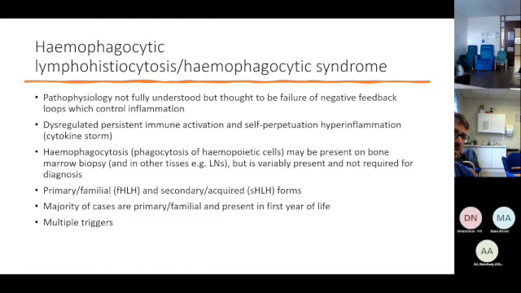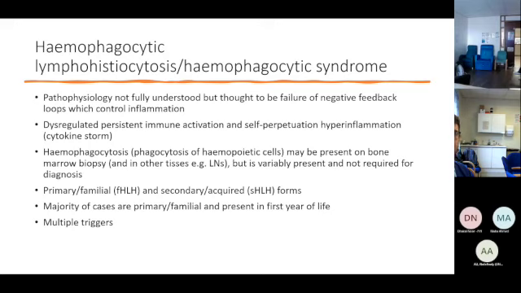So secondary HLH, again, you can describe it in a load of different terms. So Haemophagocytic Lymphohistiocytosis or Haemophagocytic syndrome. It's not entirely clear how it works, but it's thought to be a failure of negative feedback loops that control inflammation, and I'll show you a bit more of that in a moment. And again, it's this dysregulated and persistent immune activation and self-perpetuation of hyperinflammation that we're talking about.